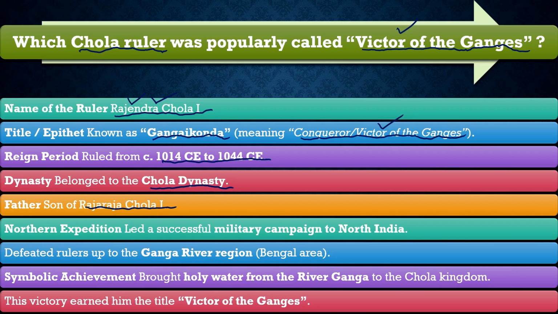He led a successful military campaign to North India too, and he defeated rulers of the Ganga River region, the Bengal area. He brought a symbolic achievement, holy water from the river Ganga to the Chola kingdom, and this victory earned him the title which we often mention, Victor of the Ganges.